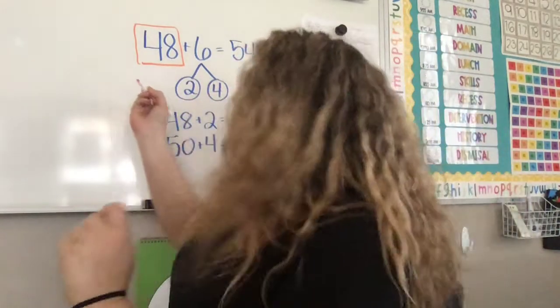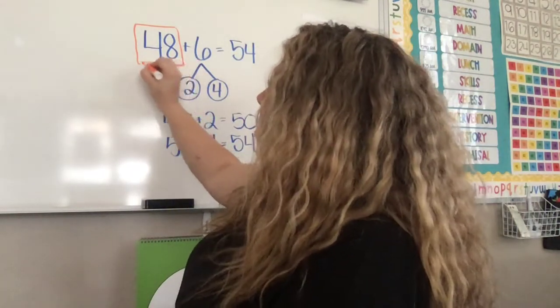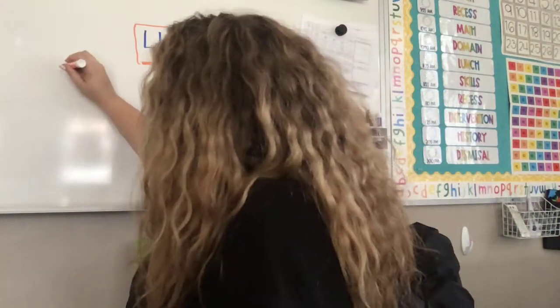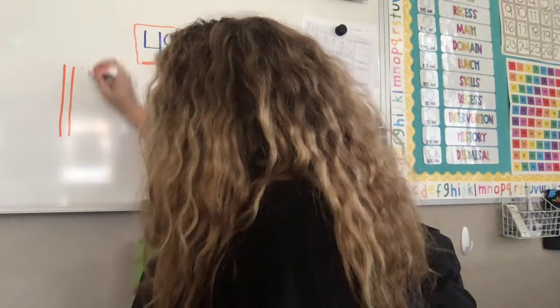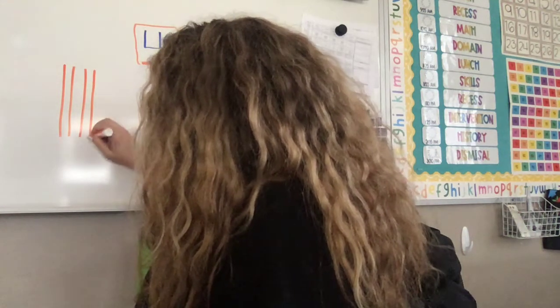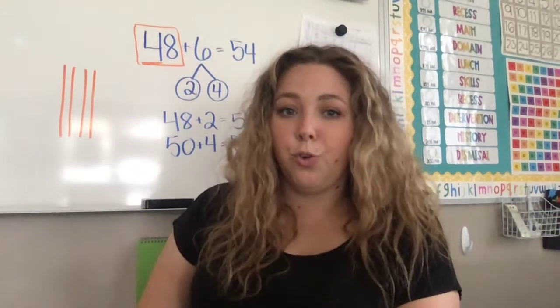Anyways, moving on. So the way we do this is we're going to start with our 10s. So we're going to do 4 straight lines. 1, 2, 3, 4. So that's showing us 40.